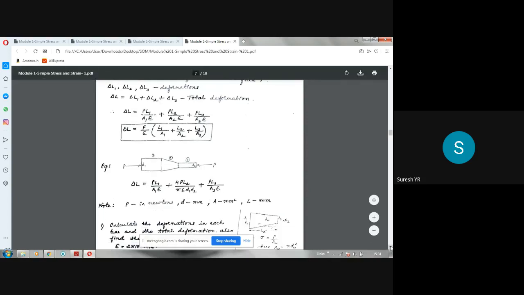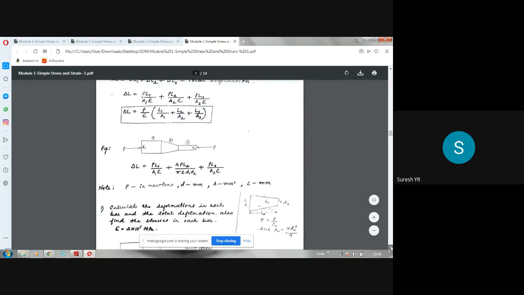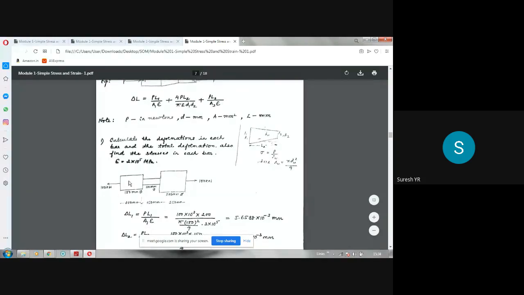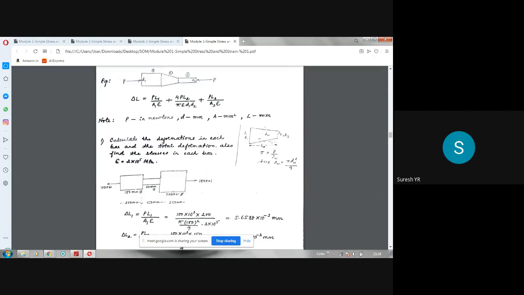And some problems we have done. See here. This is 150 mm diameter, length is 200 mm. This is 100 mm diameter, length is 150 mm. Here 200 mm diameter, length is 250 mm, subjected to same force 100 kilonewton. All the three portions are subjected to same force. Calculate the deformation in each bar and the total deformation. Also find the stresses in each bar. Simple problem. E value is given 2 into 10 power 5 MPa, that is steel.